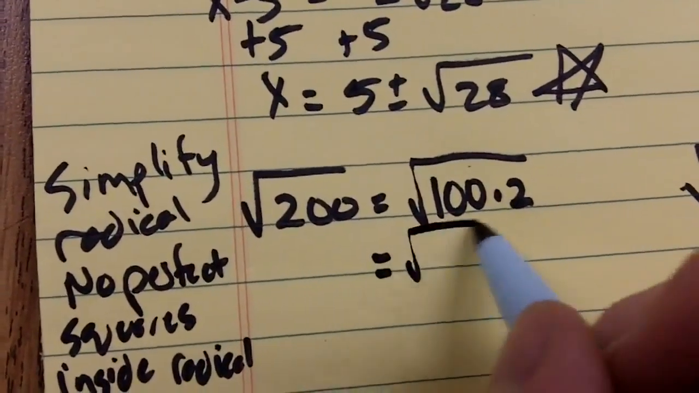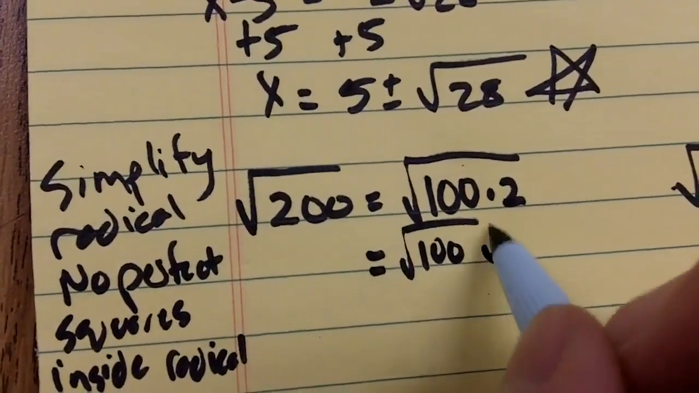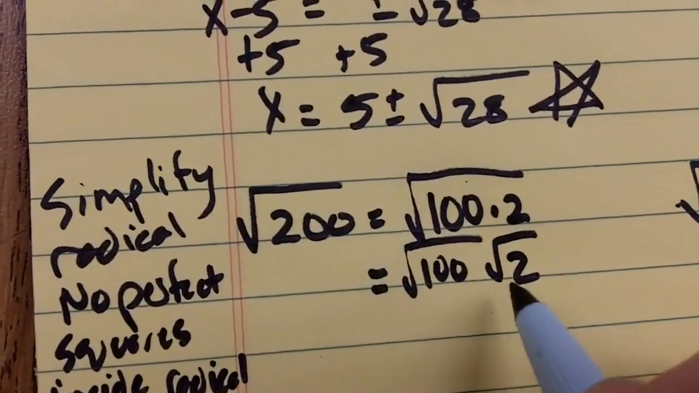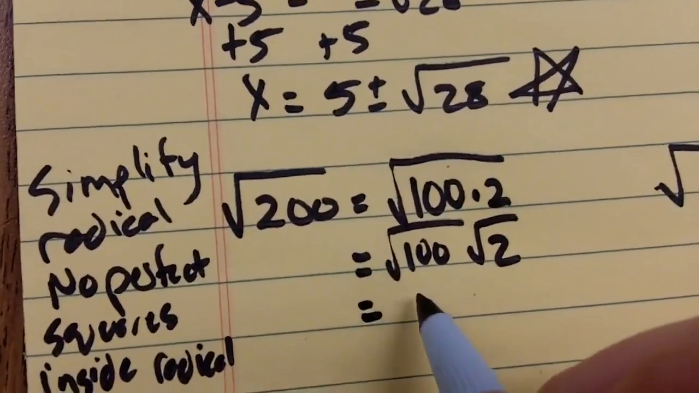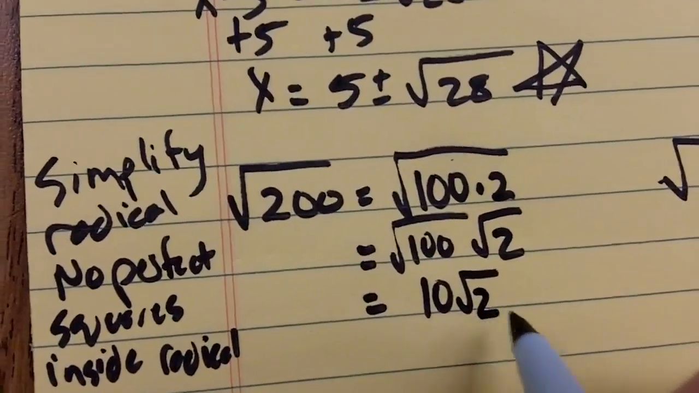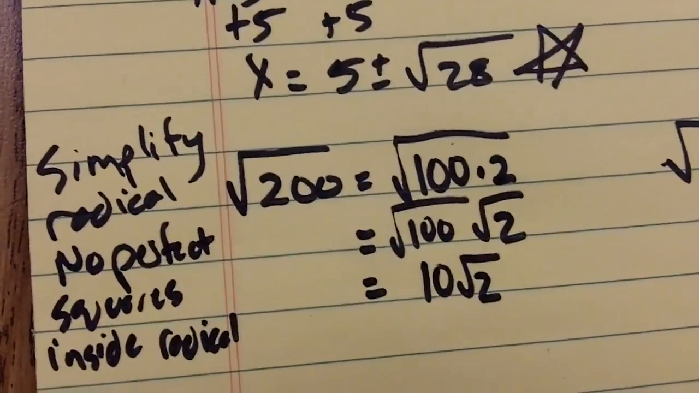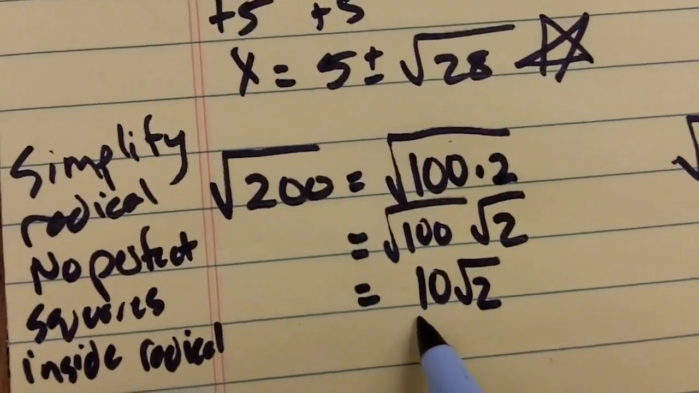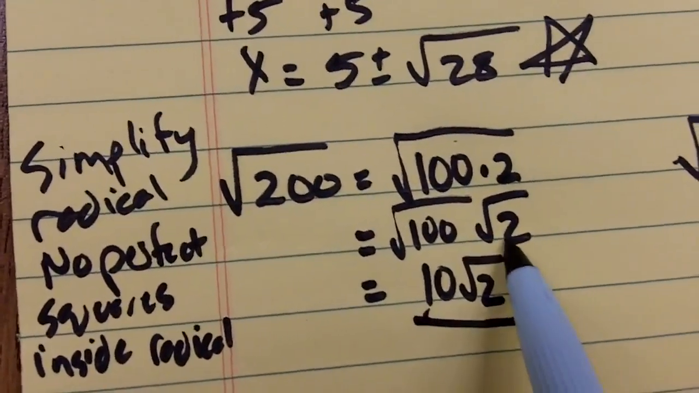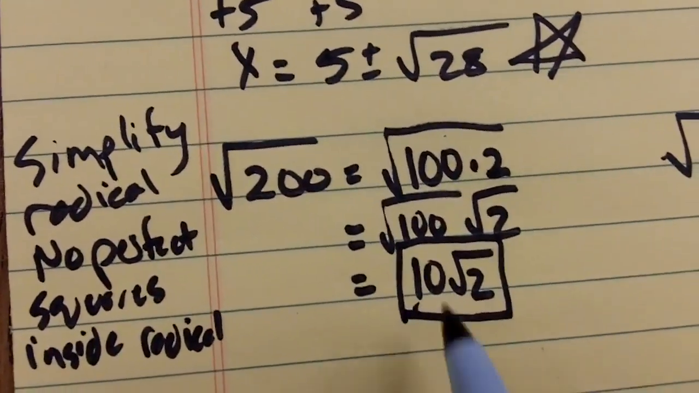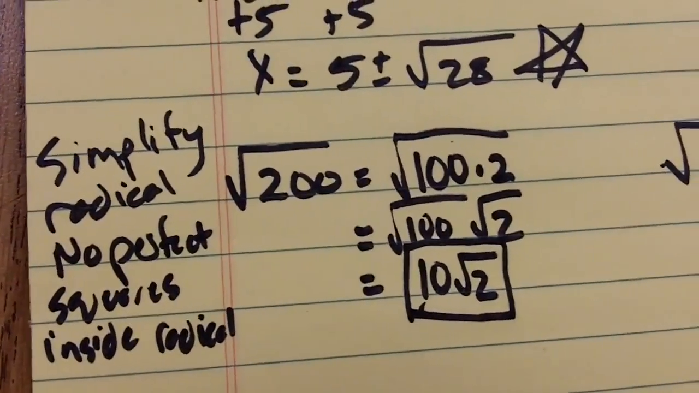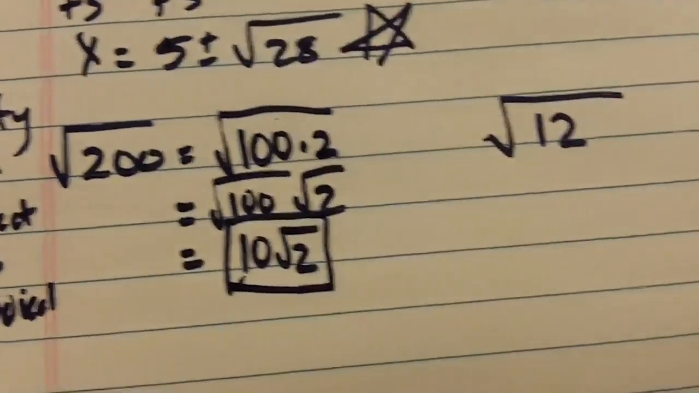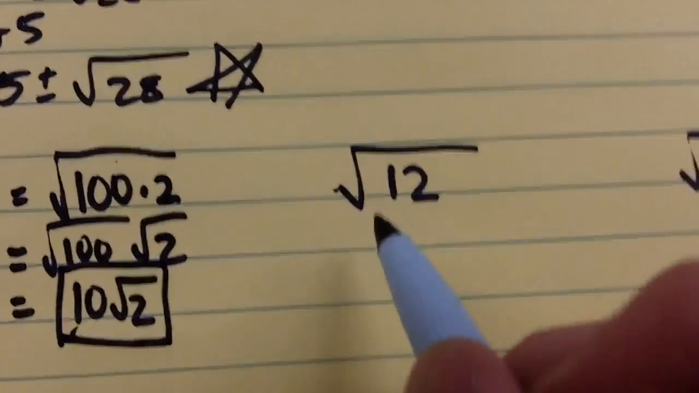But what I can do is I can split up the radical now. Radical 100 times radical 2. Radical 100 is 10. Radical 2. Done. This is simplified because I've taken out all the perfect squares. There's no more perfect squares inside radical 2. Radical 2 won't simplify anymore, but I do have the 10 out, so we're done. I'm going to go over here and look at another one. Let's practice another one. Radical 12.